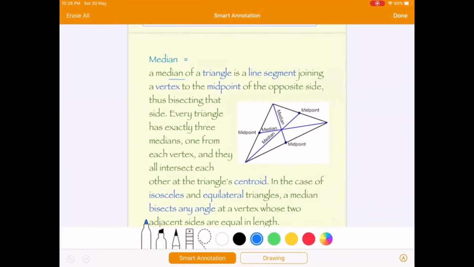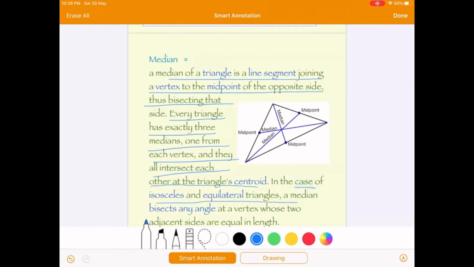A median of a triangle is a line segment joining a vertex to the midpoint of the opposite side, thus bisecting that side. Every triangle has exactly 3 medians, one from each vertex, and they all intersect each other at the triangle centroid. In the case of isosceles and equilateral triangles, a median bisects any angle at a vertex whose adjacent sides are equal in length.